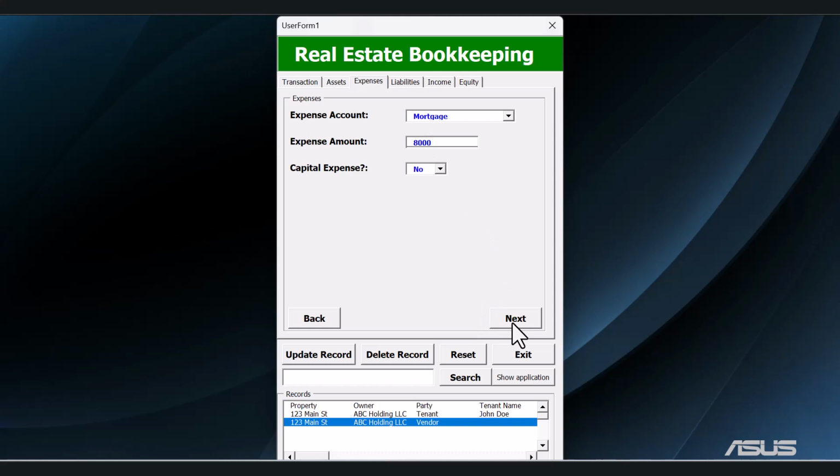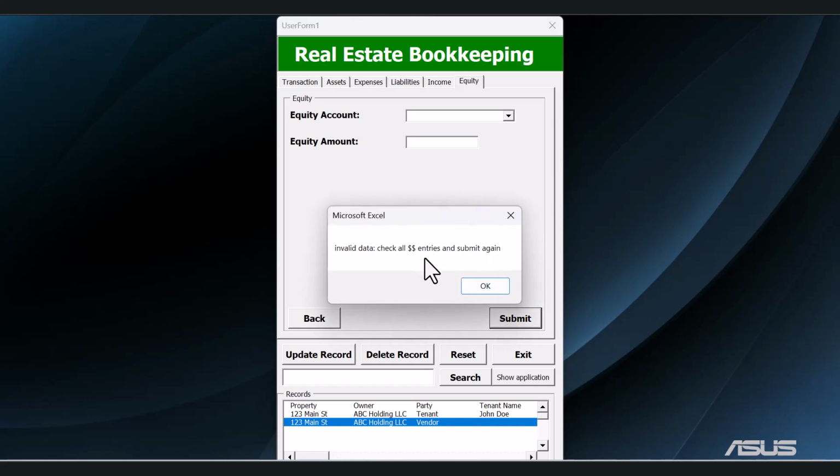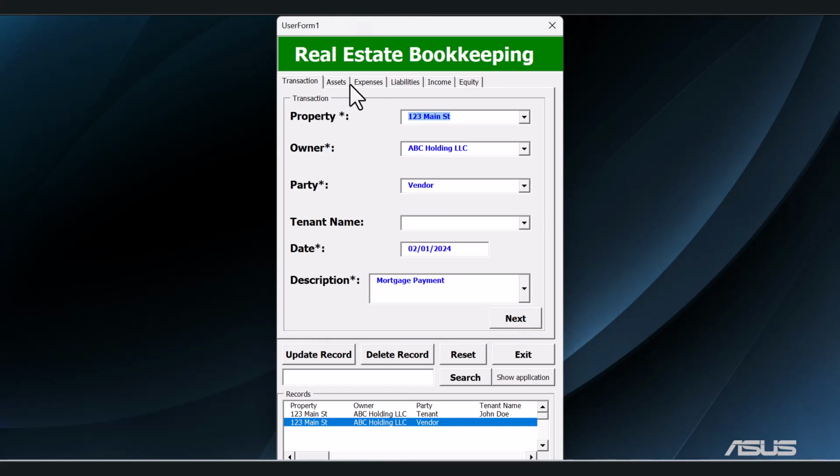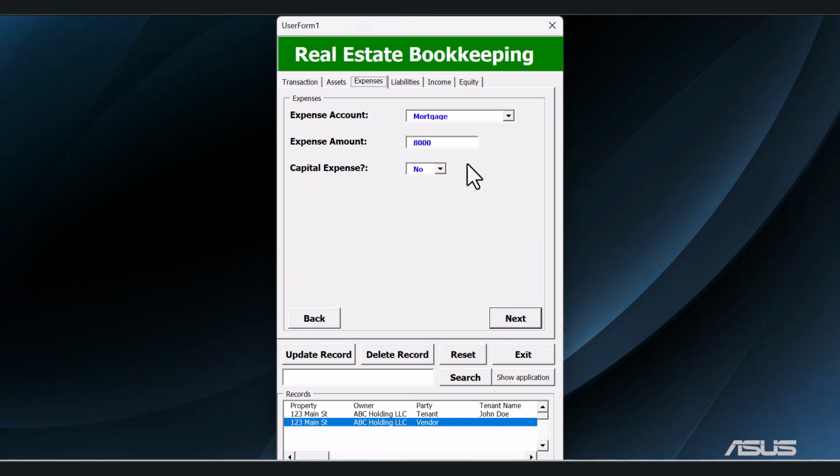Okay, if I try to submit this entry, you would see that the two amounts would not balance each other, and the software will complain and let me know that something is wrong, giving me a chance to go back and correct it. So I can come here and I can see that I entered an extra 0. Okay, and that's it.